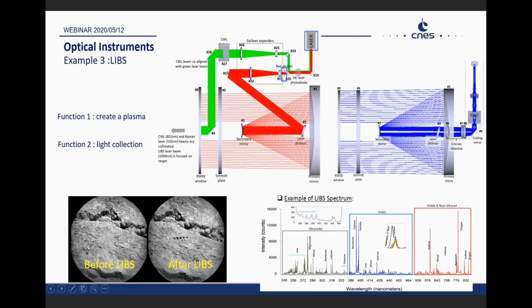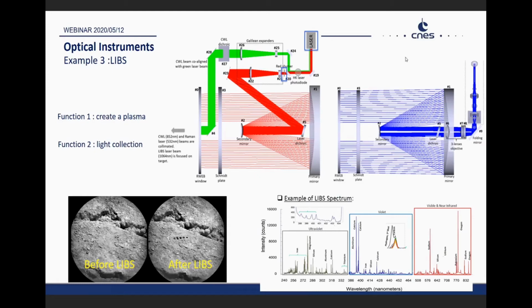Raman laser in green, not focused but collimated. And on the right, we collect the light, the blue one. On the light we collect, so primary mirror, secondary mirror, and four lenses, then the light is separated for imaging and spectrometry.